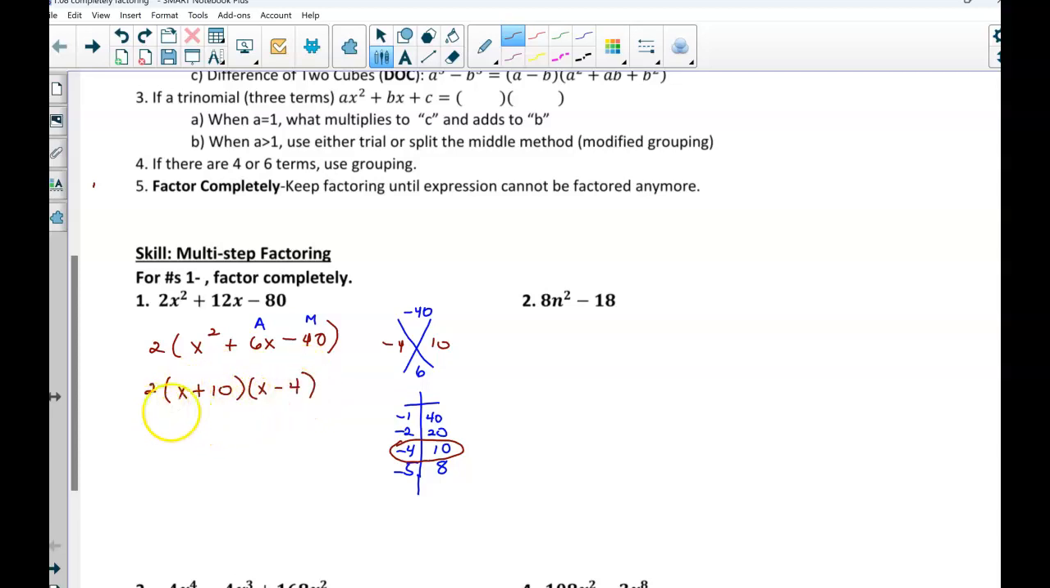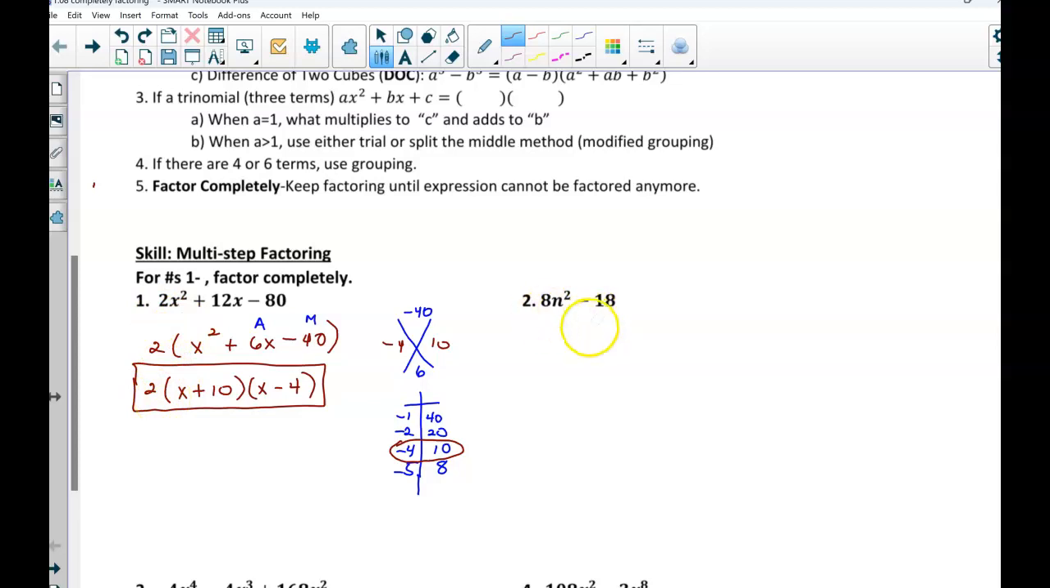I can't factor those binomials any further. Notice I carried down that GCF. It's really important. It's totally wrong if you don't, because if you multiplied the factors back, it would be half of the original. So you really have to make sure to carry down the GCF.